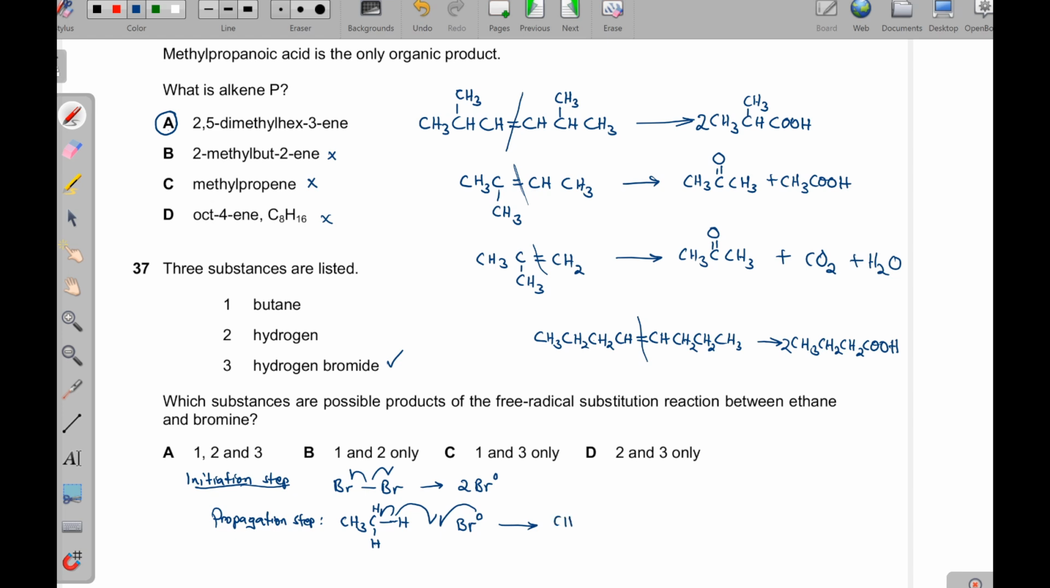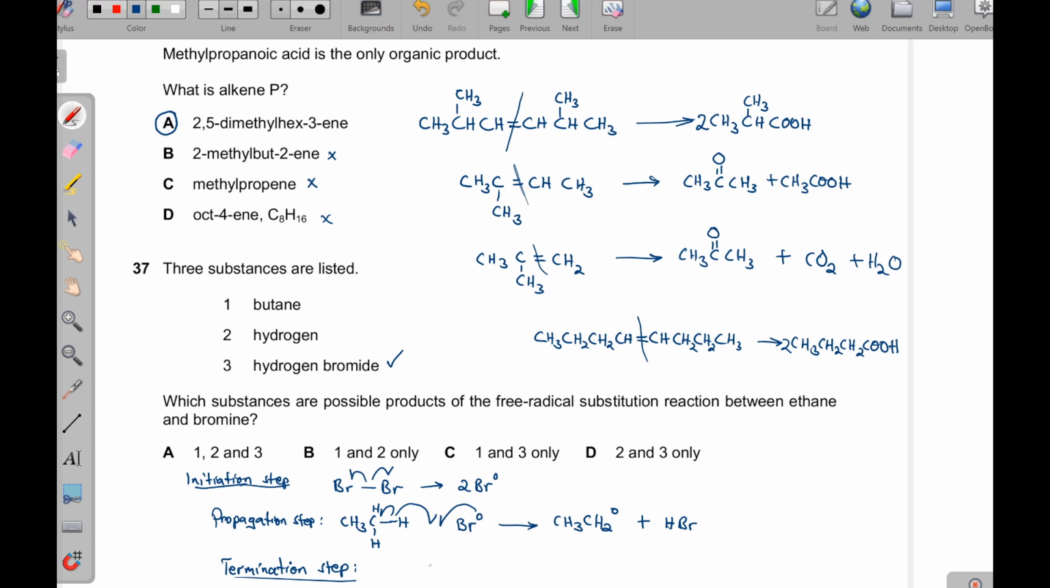So here we shall get CH3, then CH2. This one is a radical. Then plus HBr. So do you see the hydrogen bromide formed? Now this one can continue. It attacks a molecule of this again. You form another molecule, and then another radical. So it goes on and on. That is propagation. But we have a termination step where two radicals come together.